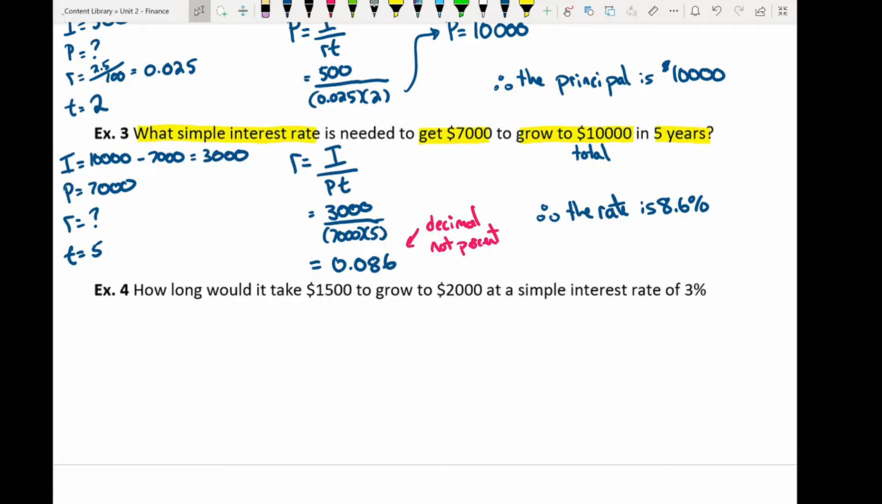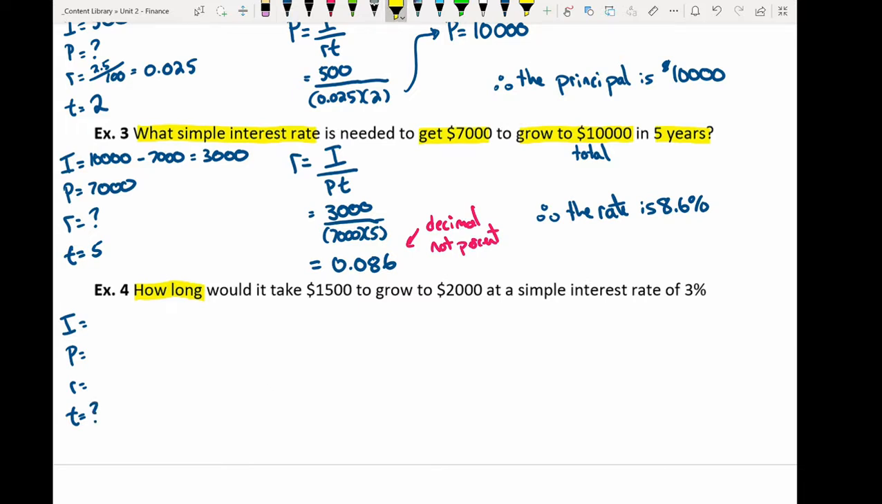Finally, the last question. I start out the same way: I, P, R, T. I'm going to try to fill in as much as I can from the question. So the question says, how long? And right off the bat, how long? That means we're looking for time. We want to know what the time is.